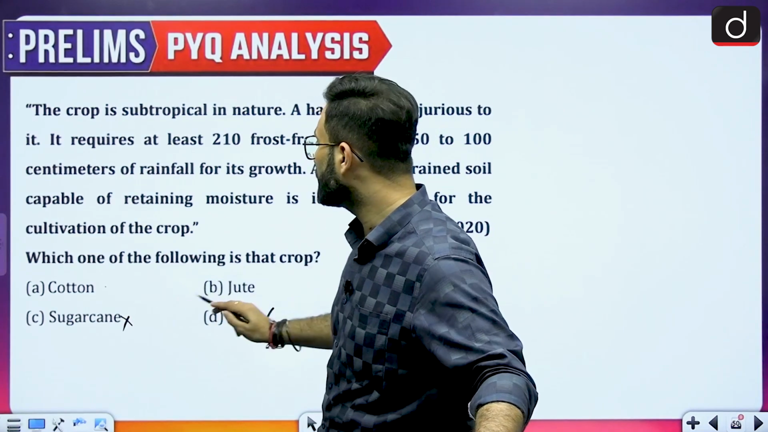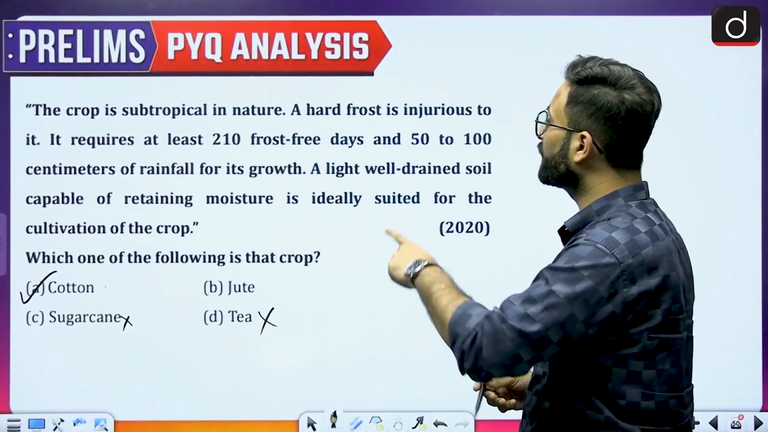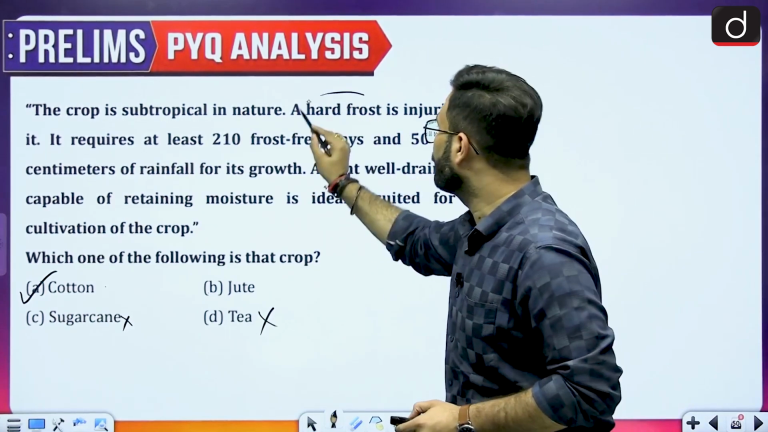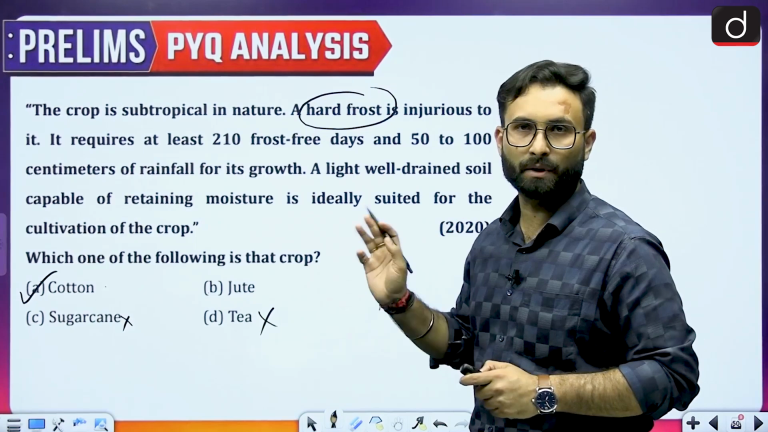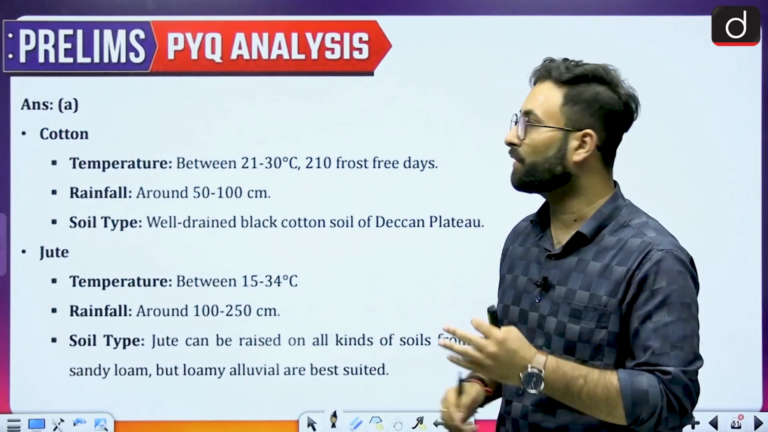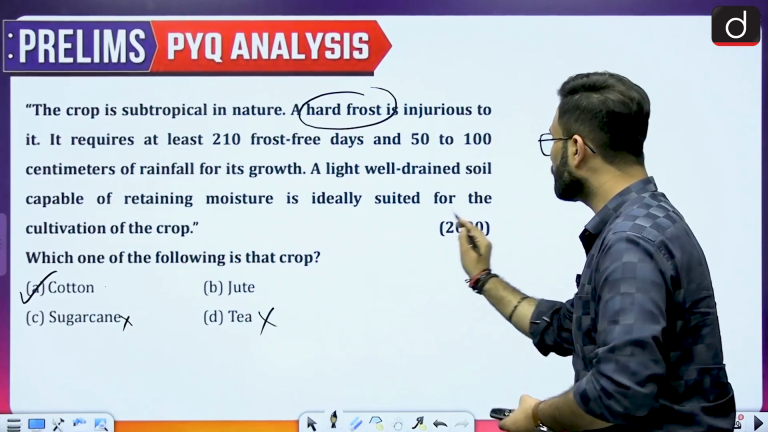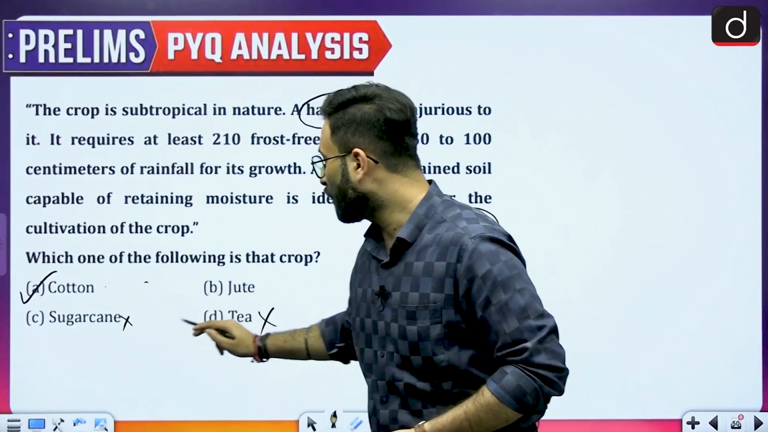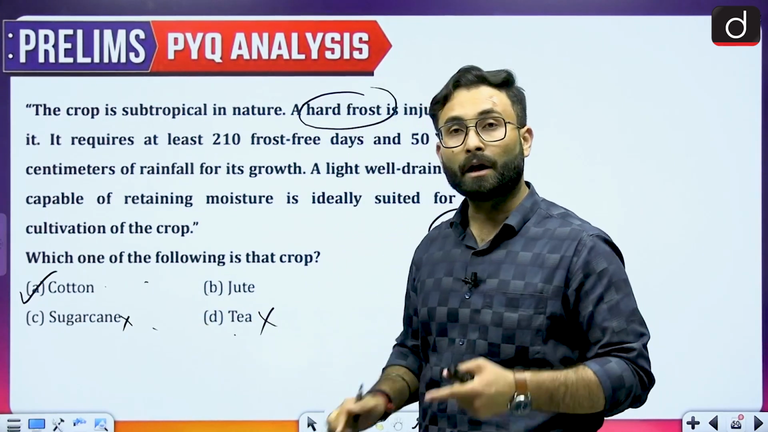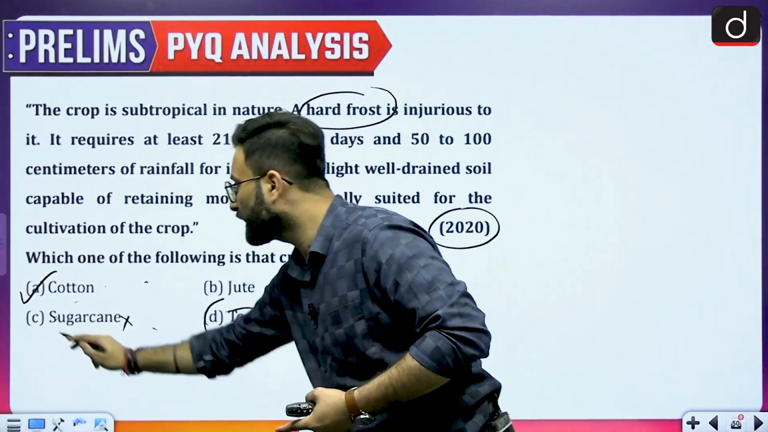Now between cotton and jute, option A is your right answer, that is cotton. They are talking about cotton because it is a subtropical crop, and hard frost is injurious for this particular crop. Option A is your right answer. Now if you talk about the cultivation conditions of the crops, because they are talking about the 4 crops over here. So see over here, in 2020 they have given 4 crops: cotton, jute, sugarcane and tea. Now you will be seeing that they are asking a lot of questions from tea, sugarcane and cotton.